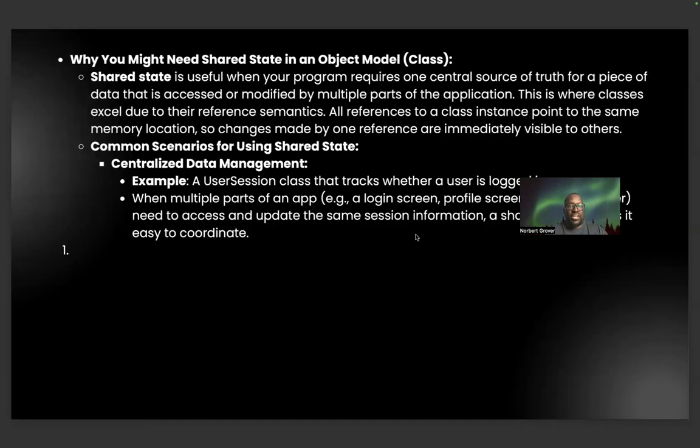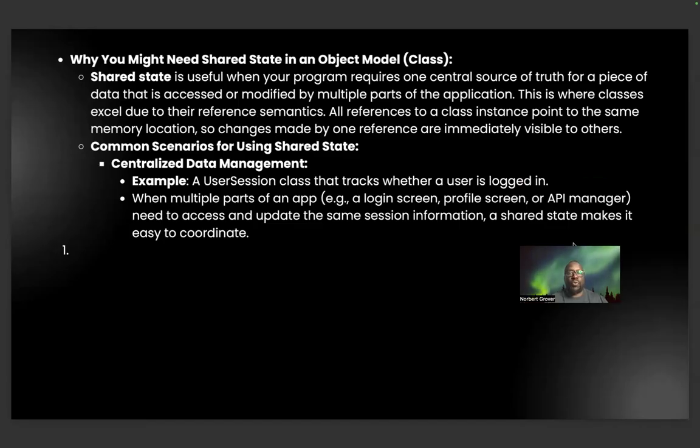Why you might need shared state in an object model, and that object model is a class, not a struct. Well, shared state is useful when your program requires one central source of truth for a piece of data that is accessed or modified by multiple parts of the application. This is where classes excel due to their reference semantics. All references to a class instance point to the same memory location, so changes made by one reference are immediately visible to others. Common scenarios for using shared state: centralized data management.